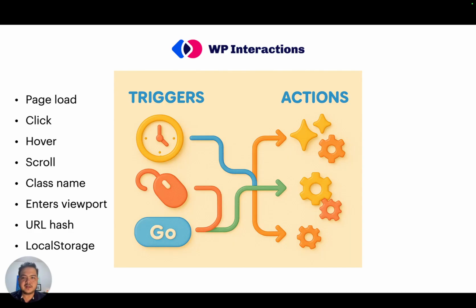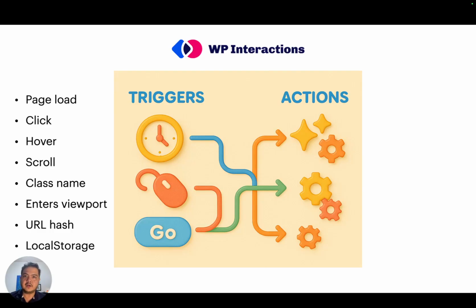So triggers are things that can happen in the front end. So things like the page loaded, or you click on something, you hover your mouse over something, you scroll the page. If a CSS class name gets added or gets removed, or if a block enters the viewport, or maybe your URL gets a different hash value, or even if a key in your local storage changes value. So those are all your triggers.